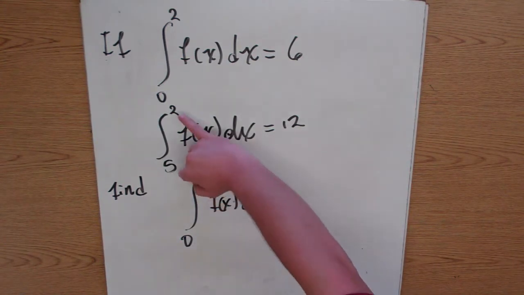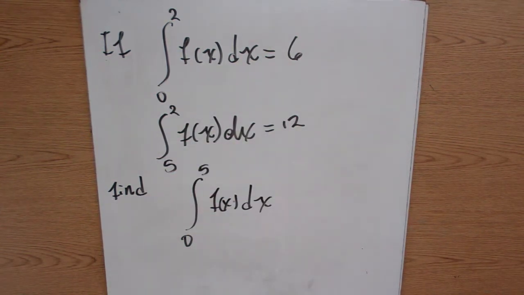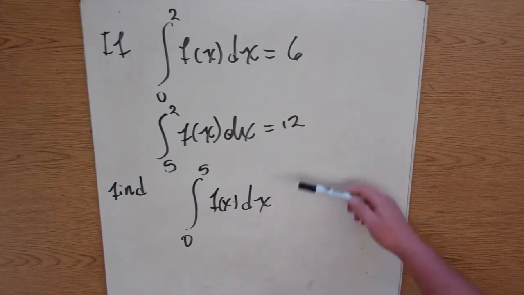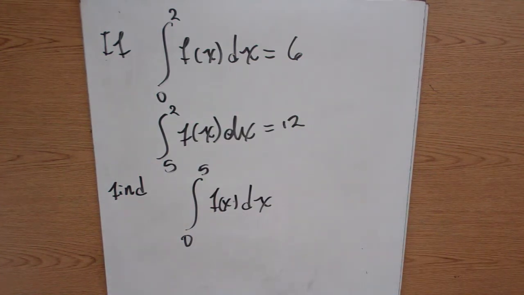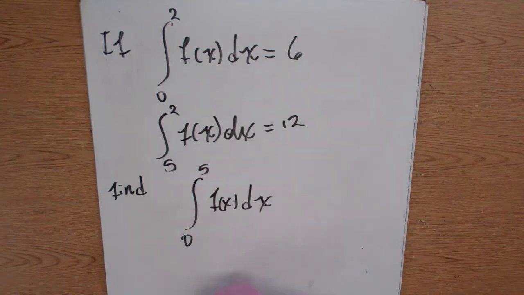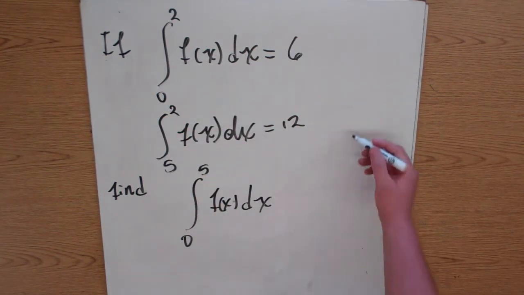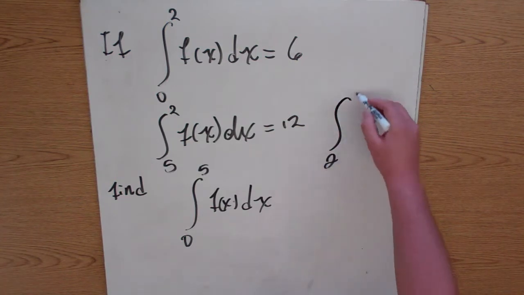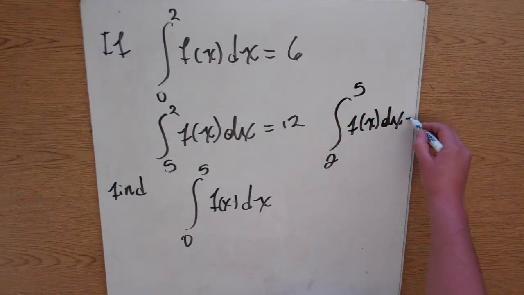But if you notice, these are reversed. Since they're reversed, remember, it gives us the negative answer. So if we went from 2 to 5 and got 12, what would we get going from 0 to 5? Well, if we were to flip this over and make it from 2 to 5 of f of x dx, what would it equal?